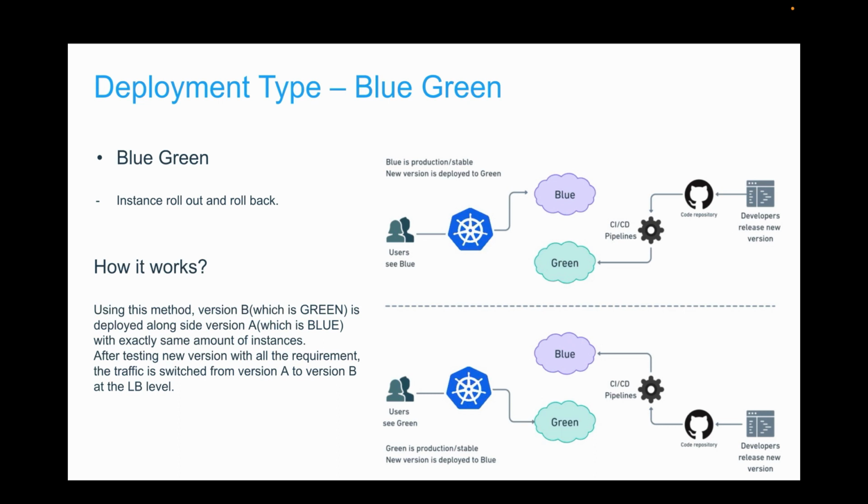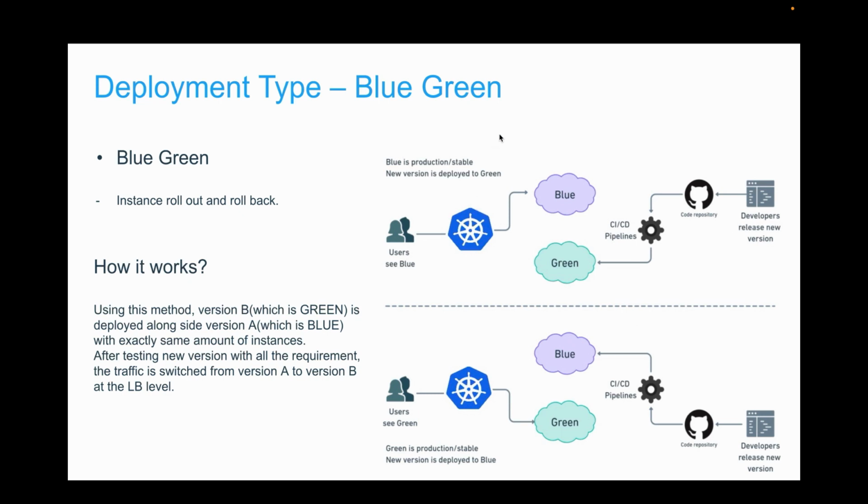If something unexpected happens with your newer version on green, then we can immediately roll back to the last version by switching back to the blue. So there is an instant rollback, rollout. We can also avoid versioning issues. The entire application state is changed in one deployment.